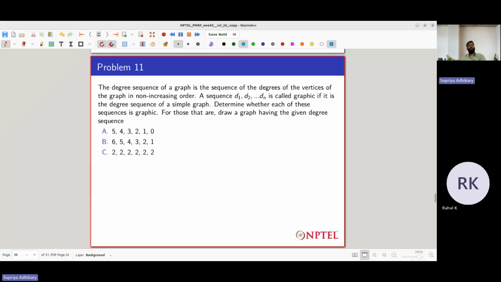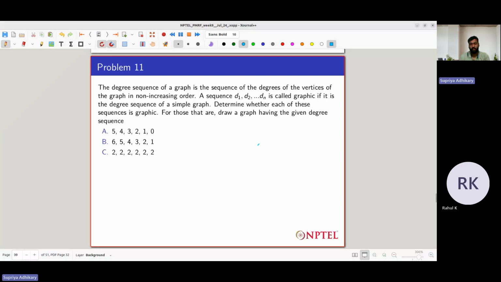Same problem here. We are given a degree sequence of a graph. The degree sequence of a graph is the sequence of degrees of the vertices of a graph in non-decreasing order. If we consider the sequence d1, d2 up to dn, this is called graphic if there exists a graph with this particular degree sequence.